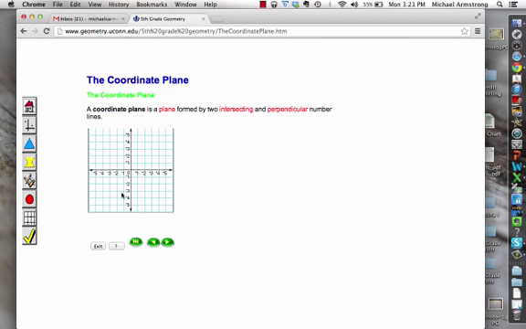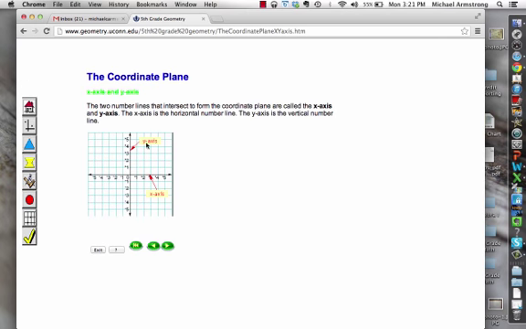Now this vertical one is the y coordinate plane. It doesn't show it here, but it is. And the horizontal one is the x one. And we end up, oh, here we go. It does show it, the y-axis, the x-axis. The two number lines that intersect to form a coordinate plane are called the x-axis and the y-axis. The x-axis is the horizontal number line and the y-axis is the vertical number line.